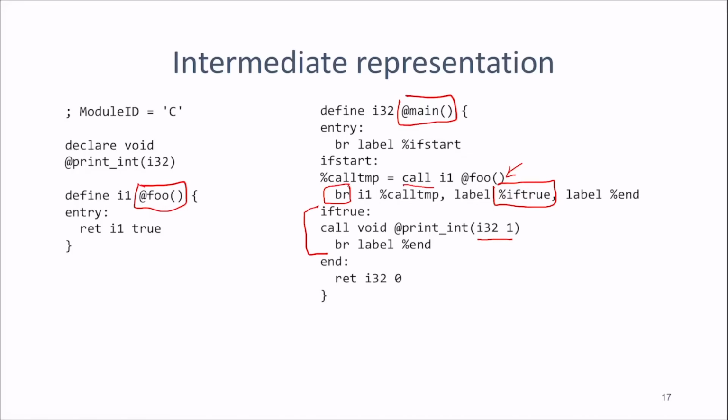It calls print int to print out the number 1. So you can see that, right from the source code to the abstract syntax tree to the intermediate representation, you should have the idea that it is doing the same thing.